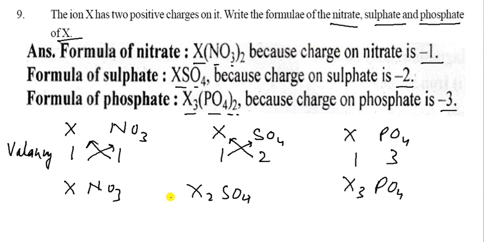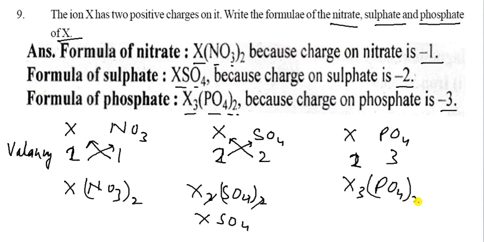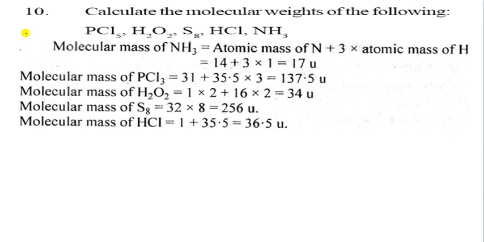X has how many valency? In all the questions, X has 2 positive valency. So you have to write 2 and then write the formula. Here is nitrate, so you can write X(NO3)2. Here is X2(SO4)2, so both will be cancelled out. So we get XSO4. And here it is X3(PO4)2. So these are your answers you can write.